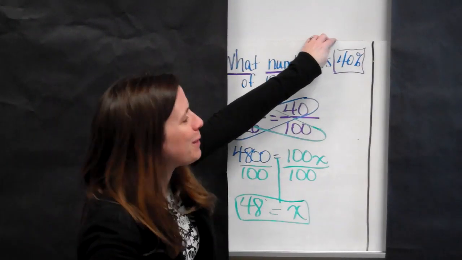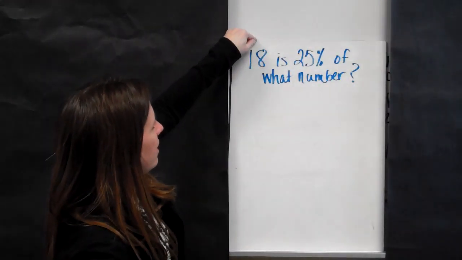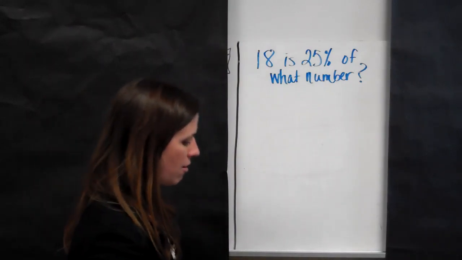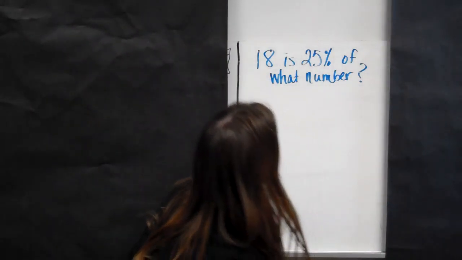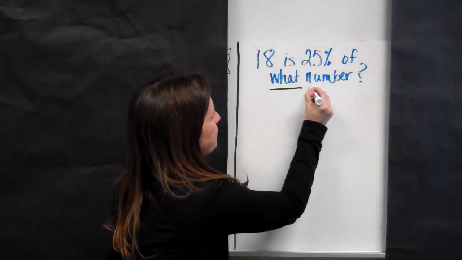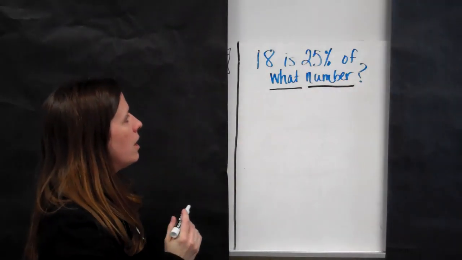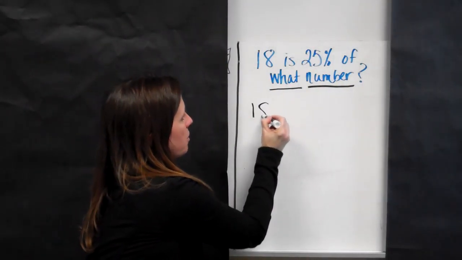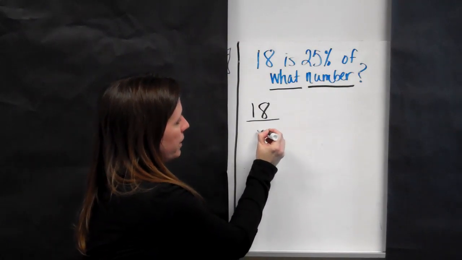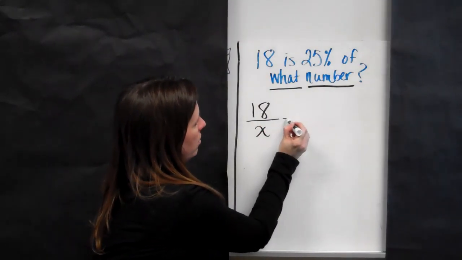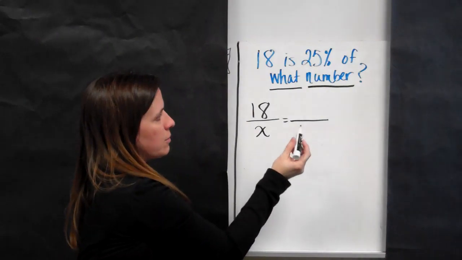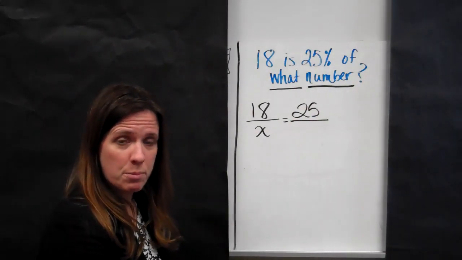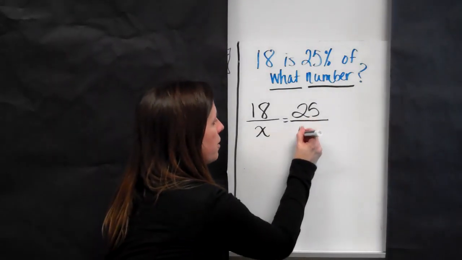The last kind of problem that you might see is something like this. 18 is 25% of what number? Again, we're looking for the what number. Is that our part or our whole? Well, 18 is going to represent our part here, and our whole we're going to use as our unknown. We've got our percent again, which is 25, and what goes underneath the 25? What is percent out of? Percent is out of 100, so you put your 100 there.